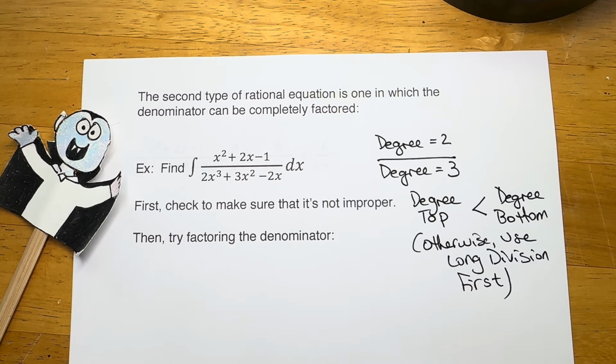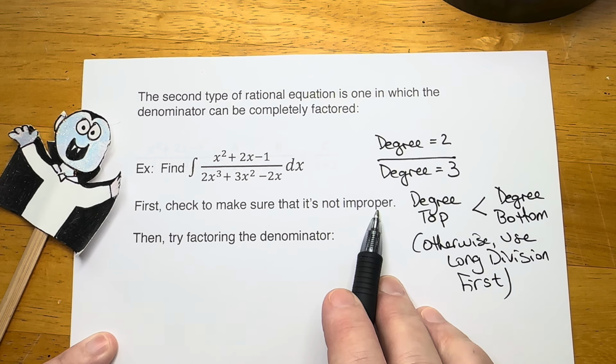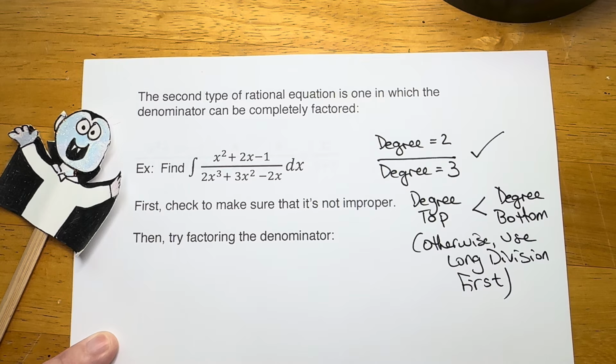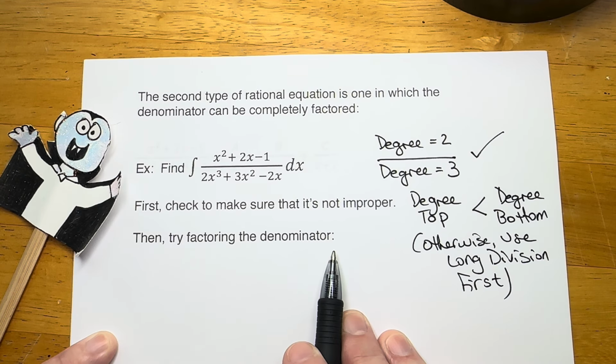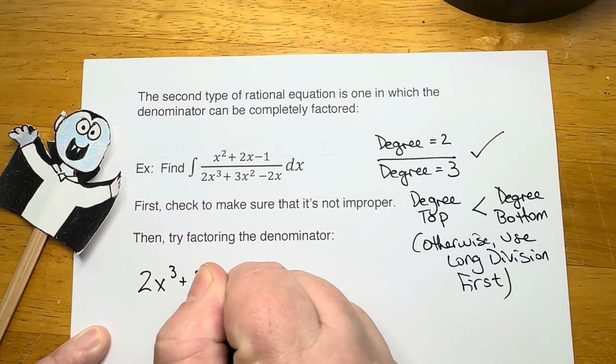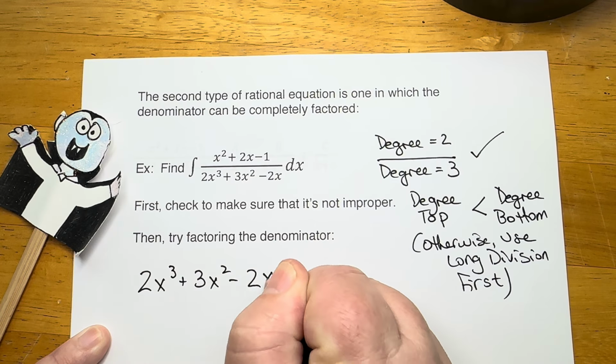Yay! So, we've made sure it's not improper. We're good. The degree on top is less than the degree on the bottom. Then we're going to factor the denominator. So I've got 2x cubed plus 3x squared minus 2x.